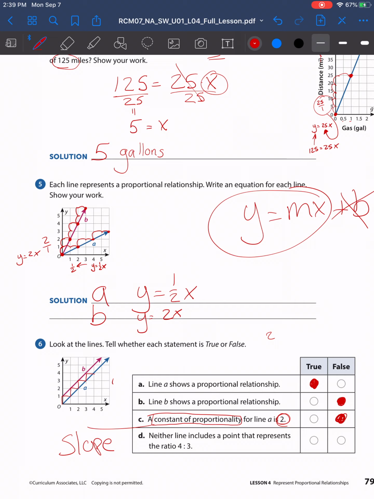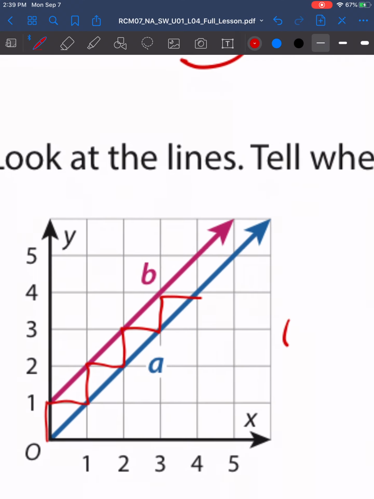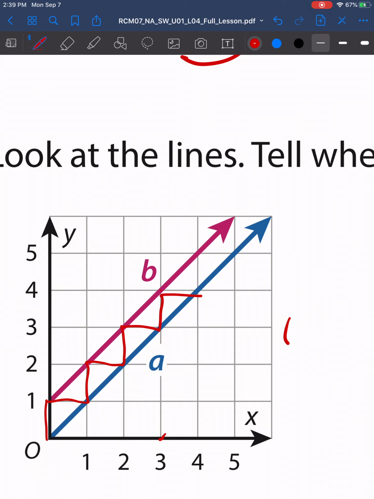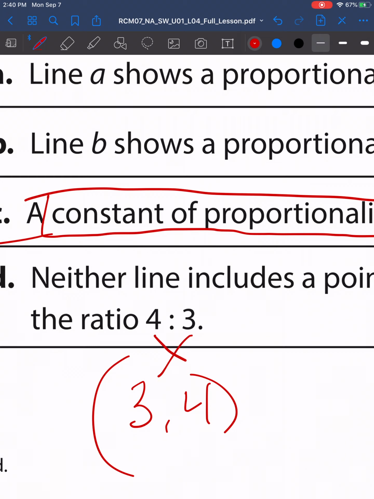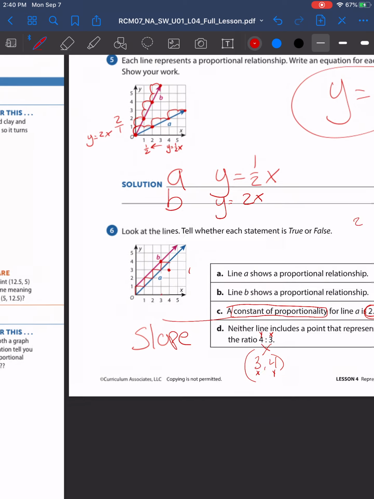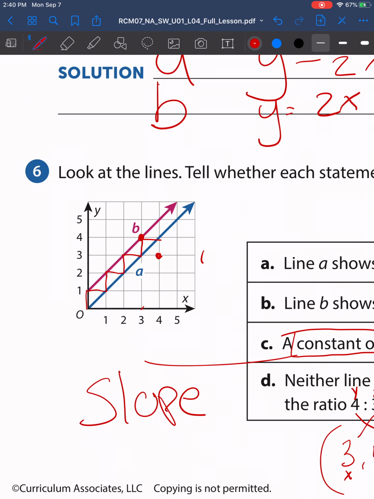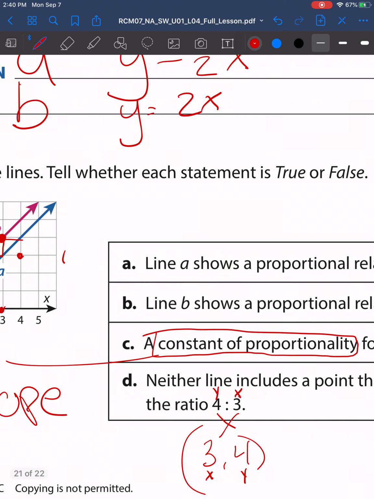Neither line includes a point that could represent the ratio 4, 3. 4, 3 is the same thing as, like, I don't know, 3, 4. Let's go see. Over 3, up 4. Hey, something lands on there. What about over 4, up 3? No. Neither line includes a point 4, 3. Remember, guys, the reason why I switched their places is because this is our y, this is our x. This is our x, this is our y. So that's why I switched their places, okay? But this isn't true because 3, 4 lands perfectly on B. So this is false.